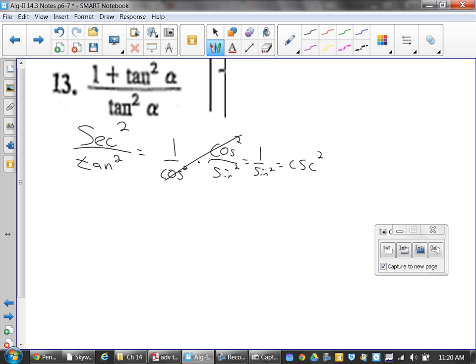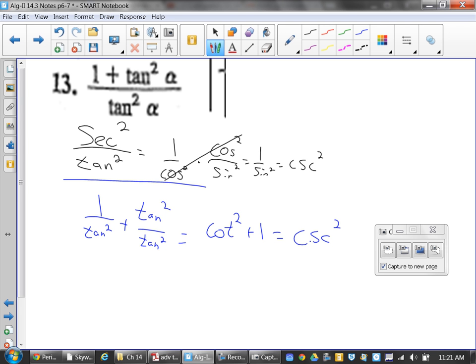Another way, sometimes, if you don't recognize the Pythagorean identity and you have 2 parts in the numerator with a singular denominator, is to rewrite it as 2 separate fractions. Sometimes it helps. What I mean is I'm going to split apart the numerator and get 1 over tangent squared plus tangent squared over tangent squared. Are we okay with that? 1 over tangent squared is what? Cosine over sine, or cotangent squared. And what's cotangent squared plus 1? Cosecant squared. Oh, that's easier. Either way, there's more than one way to do most of these problems. You just got to remember your identities.